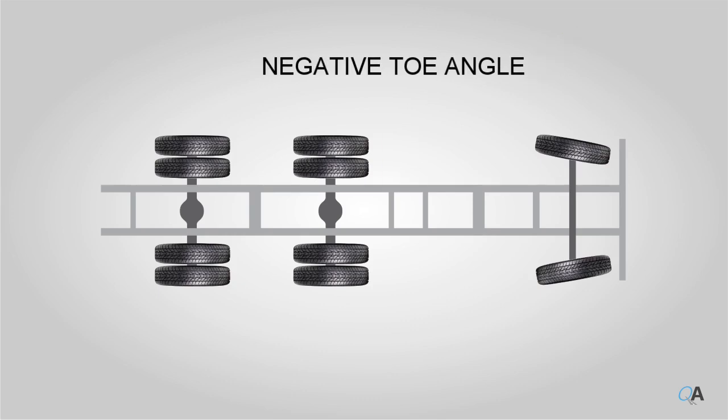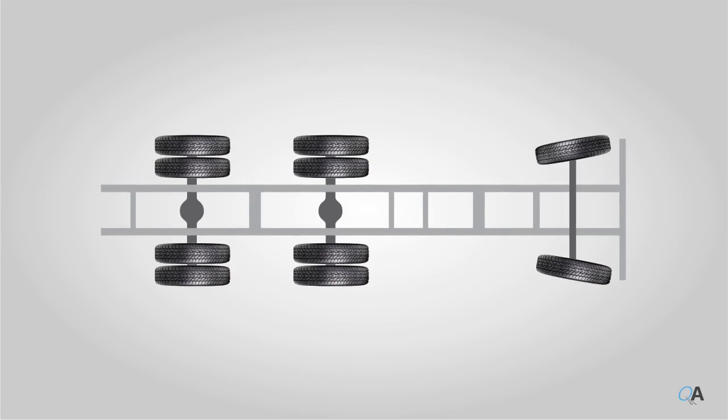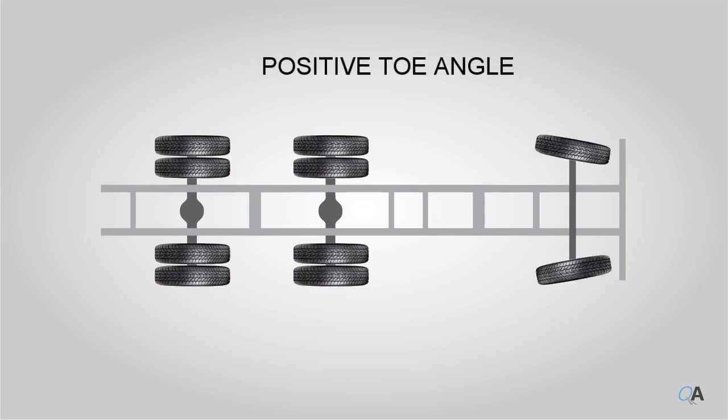A negative toe angle is when the steer wheels point outward at the front, which causes the vehicle to become less stable. It is for this reason that RP 642 only specifies positive toe angles, ranging from 0 to positive 0.16 degrees, with a target angle of 0.08 degrees.